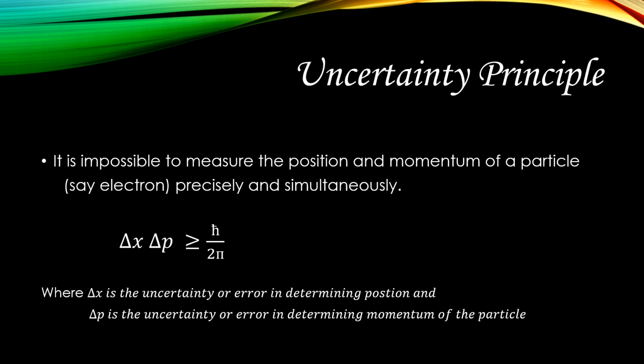It states that it is impossible to measure the position and momentum of a particle simultaneously and precisely. That is, if delta x and delta p are the uncertainties or errors in measuring the position and momentum of a particle respectively, then according to the uncertainty principle, delta x into delta p is greater than or equal to h bar by 2 pi. As the product of uncertainties is a universal constant, the more precisely we determine one variable, the less accurate is our determination of the other variable.